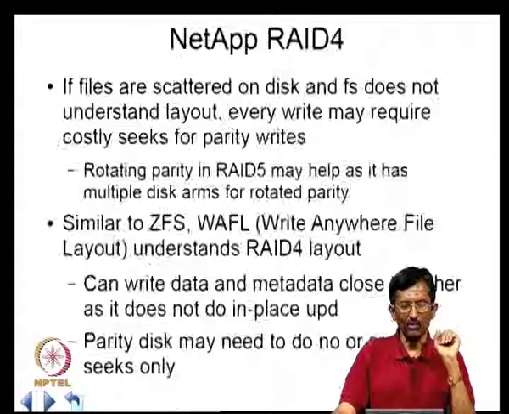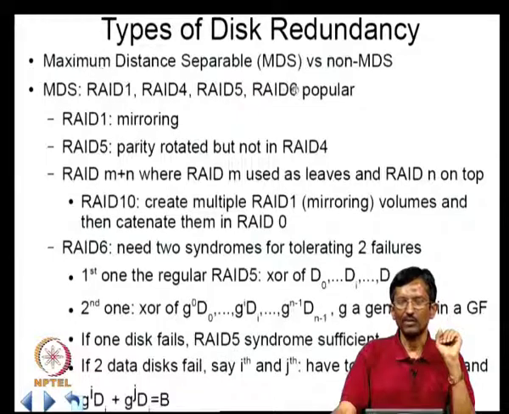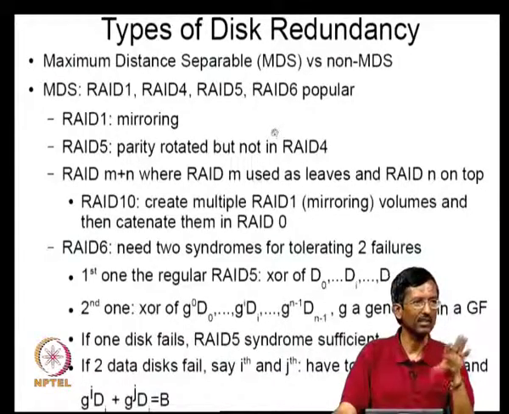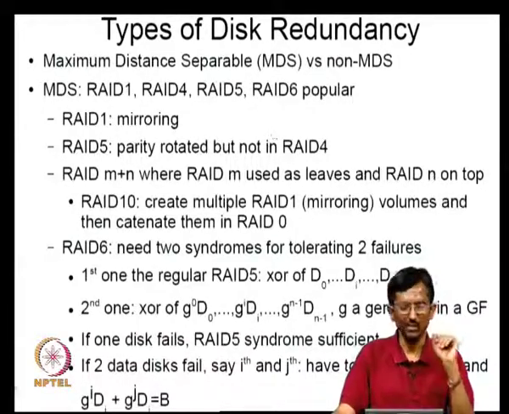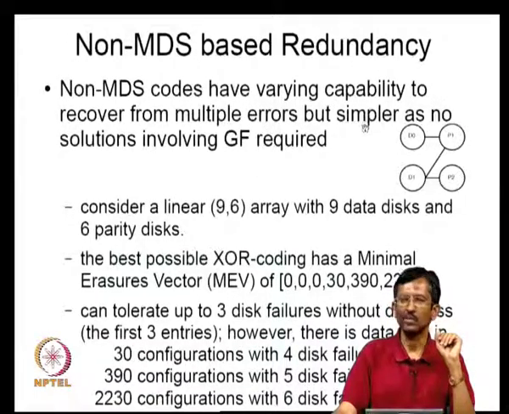Okay, so we talked about the 2 types of redundancy models I mentioned. The one is RAID 1, RAID 4, RAID 5, RAID 6. They are systematic codes. That means that they are able to give guarantees saying that any 2 errors we can handle, any 3 errors we can handle, any 1 error we can handle, etc. Then there are other codes, the non-MDS. They have varying capability to recover multiple errors. But the good thing about this is that they are simpler, as there are no solutions involving Galois fields. Okay, this is slightly simpler.